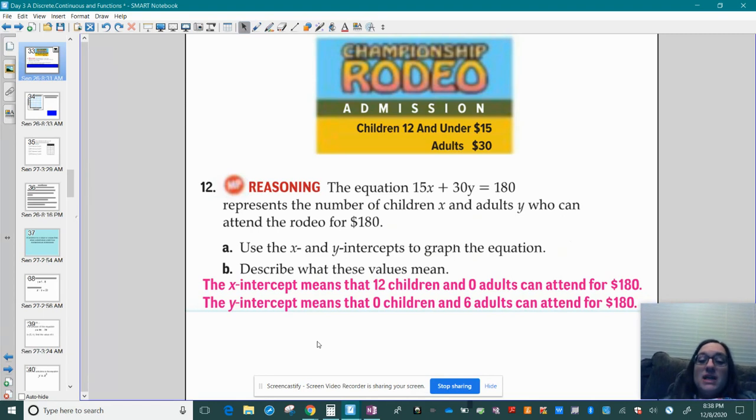Our y-intercept would mean if they didn't invite any children, how many adults could go? So 0 children going, we could afford 6 adults to attend for $180. So that's substituting them in and solving for the other one.